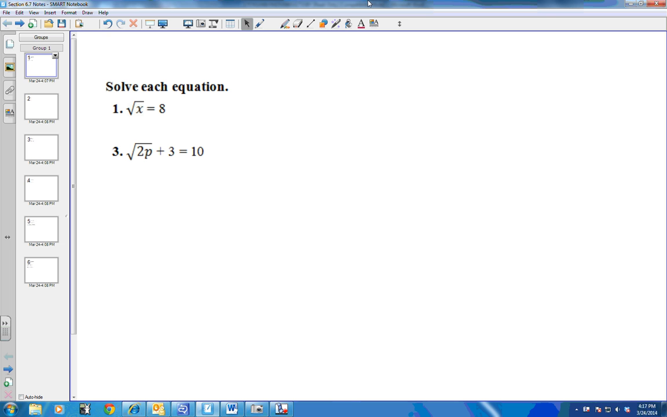So on number 1, if I have the square root of x equals 8, they start off pretty basic. I want to know what x is equal to, and I have the square root of x. So if I want x, and it's underneath the square root, I can square both sides. So anytime I have the square root of x and I just want x, if I square this, I get x equals 8 squared, 64.